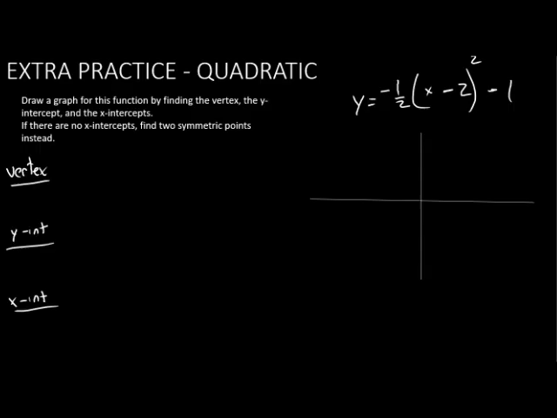We'll begin with the vertex. To find the y-coordinate for the vertex, look to the number that is outside of the parentheses and not multiplied by it. Our y-coordinate for our vertex is -1.